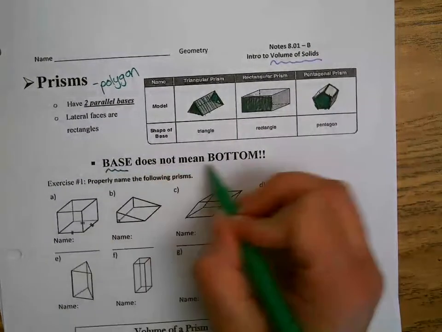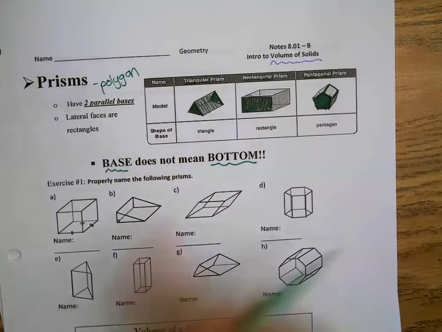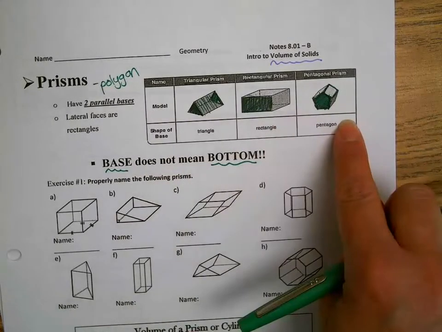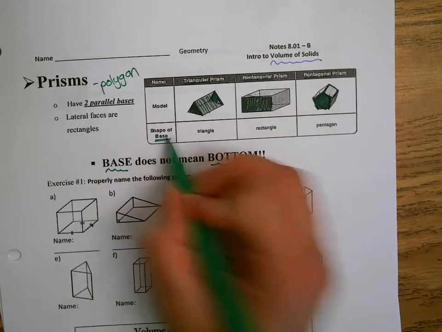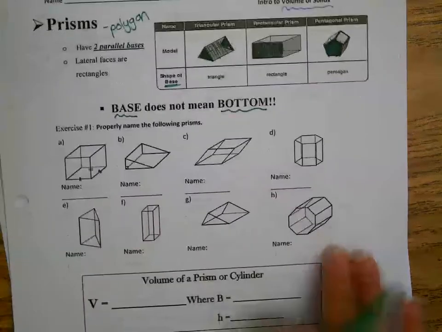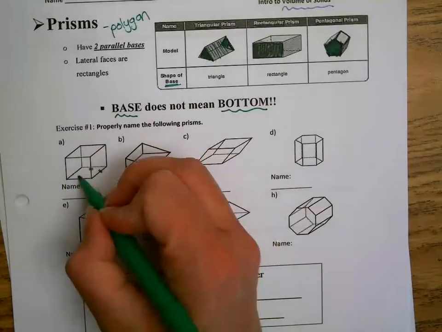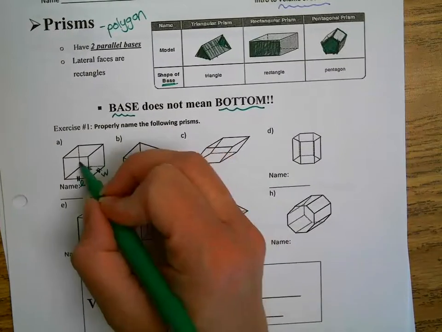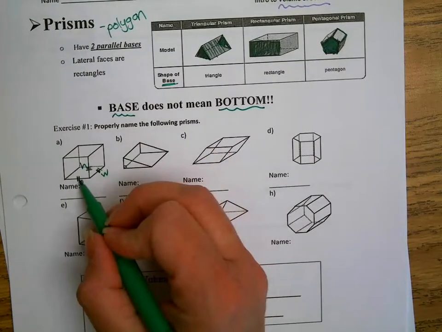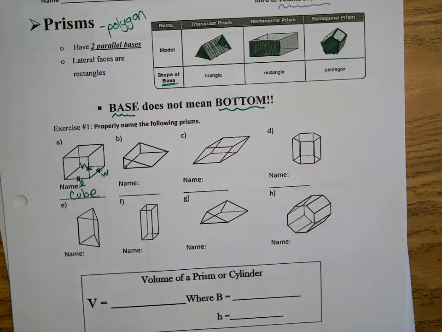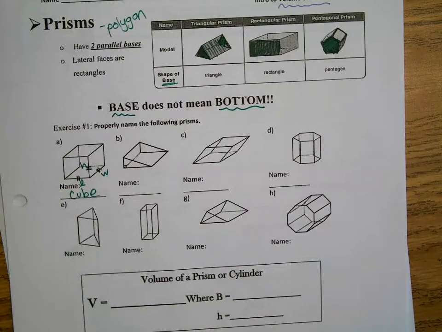So the base does not mean the bottom. Right? The base shape is a triangle in this case, a rectangle in that case, and a pentagon in that case. So that's the shape of the base. So kind of naming some of these here. First one, if all three sets of sides, the length, the width, and the height, are all equivalent with those double dashes, this would be named cube. Okay? Think about a dice. Okay, a six-sided dice that you would roll in a card game or Yahtzee that you're playing.